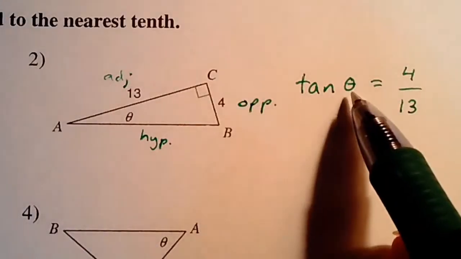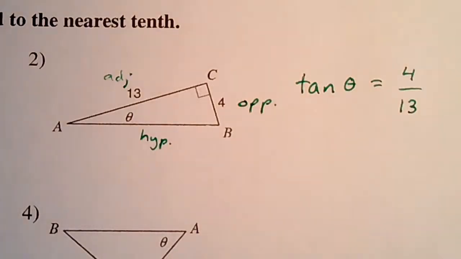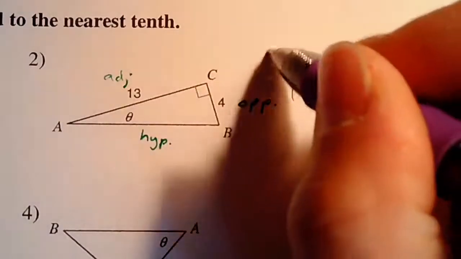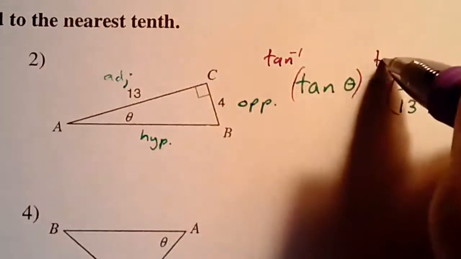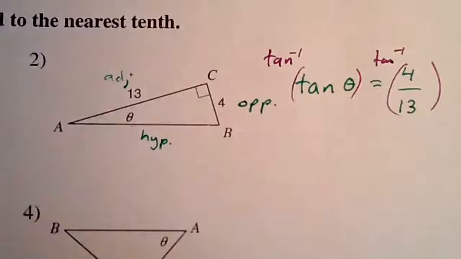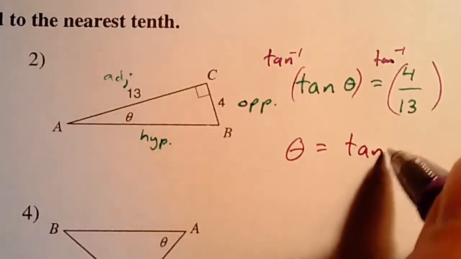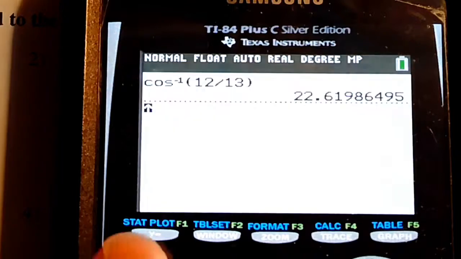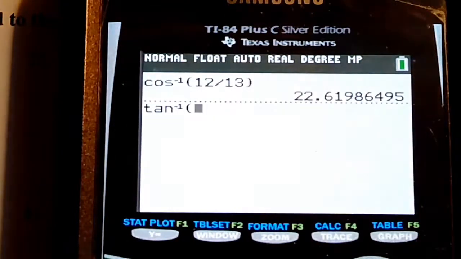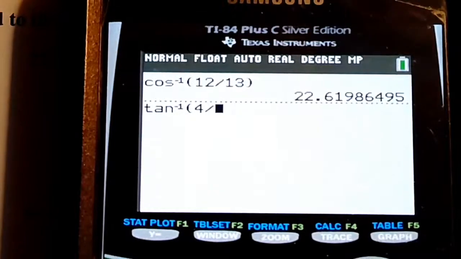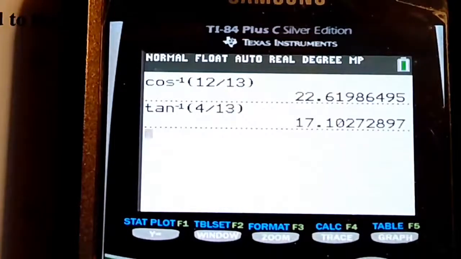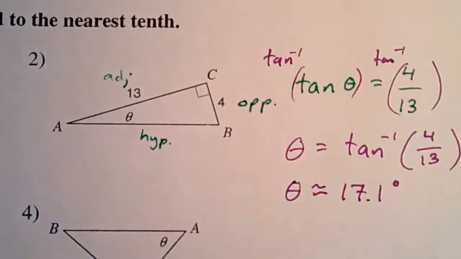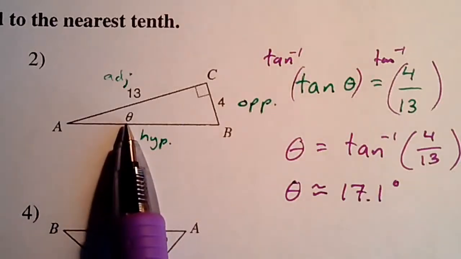And now to solve for the angle, I'm going to use the inverse tangent. So I'm going to take the inverse tangent of both sides. And theta is equal to the inverse tangent of 4 over 13. And I'll use my calculator again to figure that out. All right, so I'm going to use the inverse tangent of 4 over 13. And that tells me that that angle is about 17.1 degrees. So my angle theta is about 17.1 degrees.